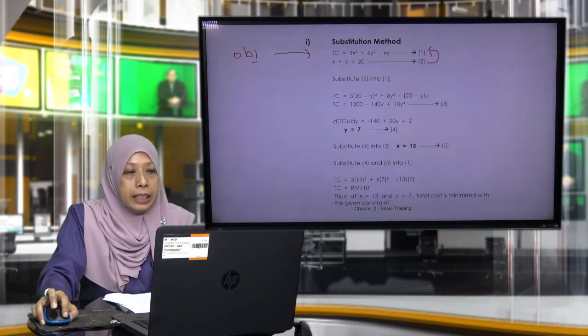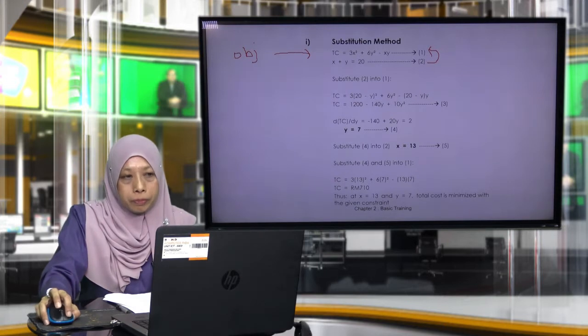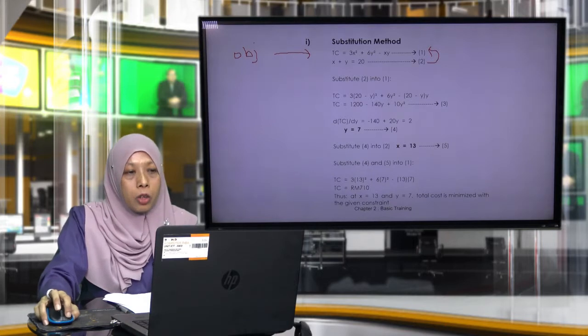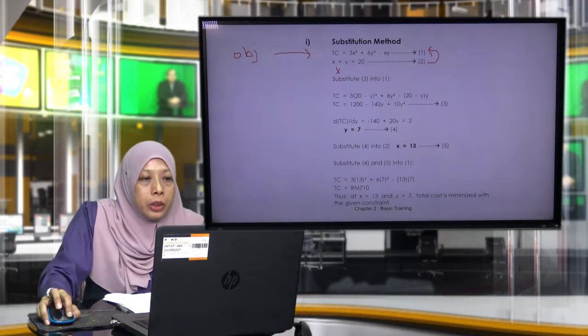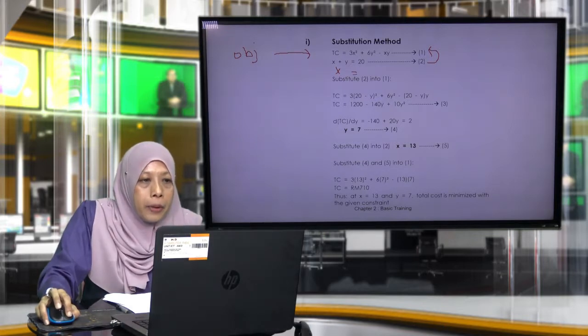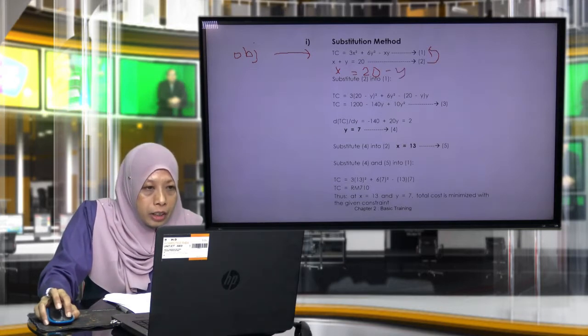So the easiest way to incorporate the constraint function into the objective function is for you to simplify the equation. As you can see, you can bring y to the other side of the equation, so that will leave you x on the left hand side of the equation, but on the right hand side you're going to have 20 minus y.